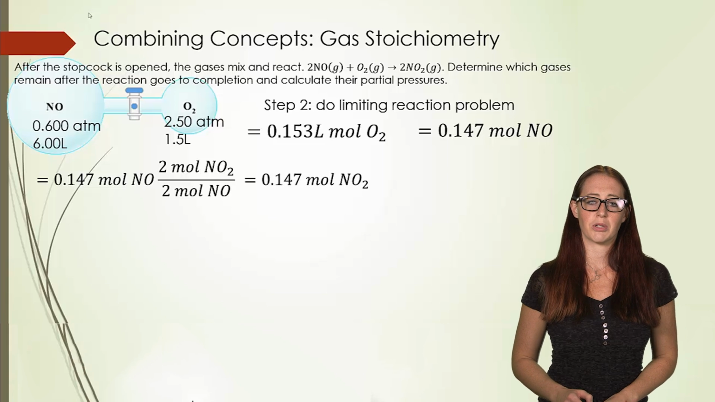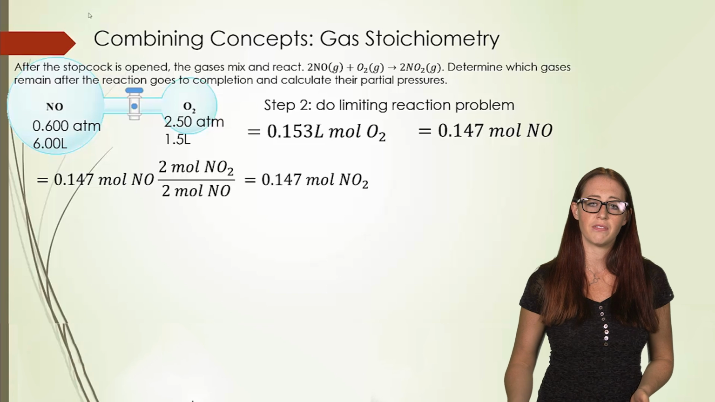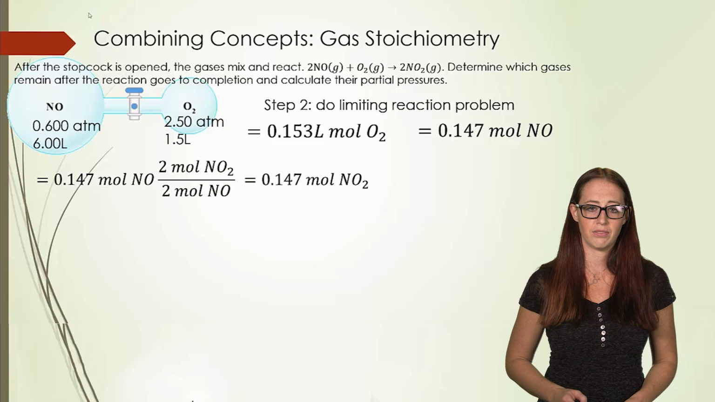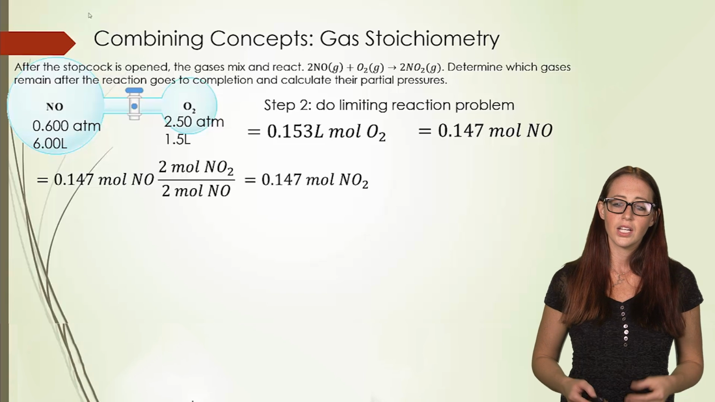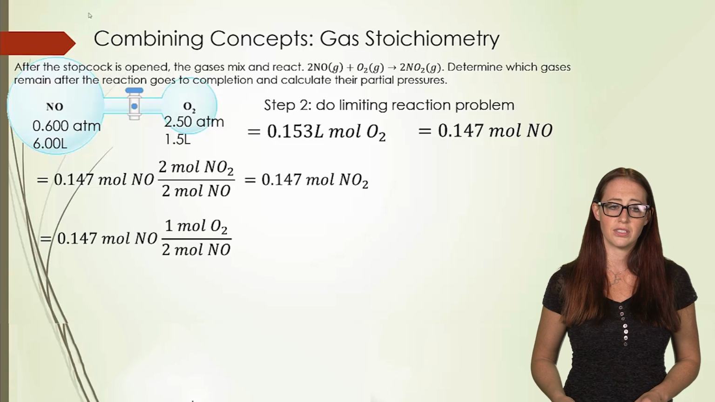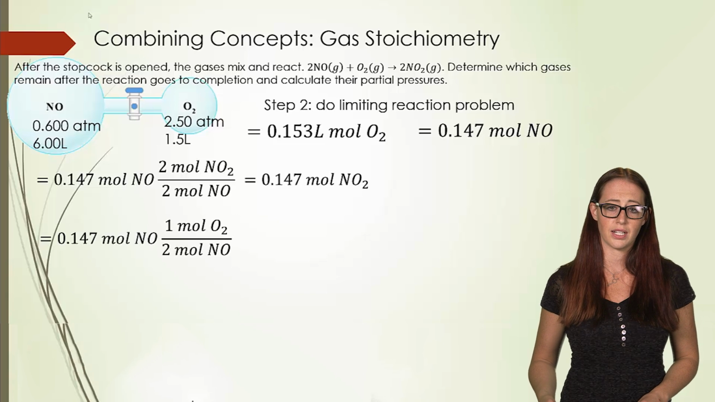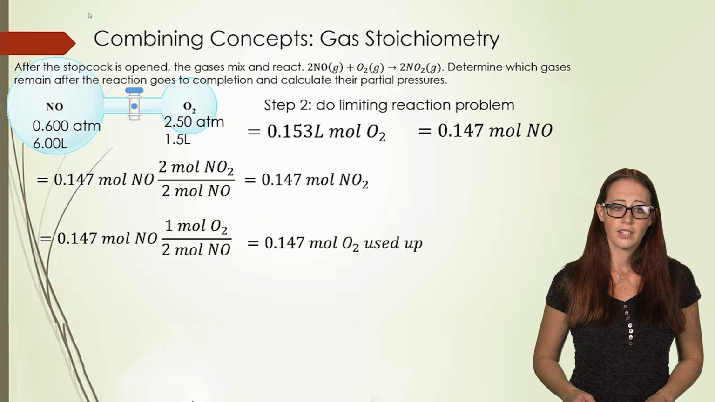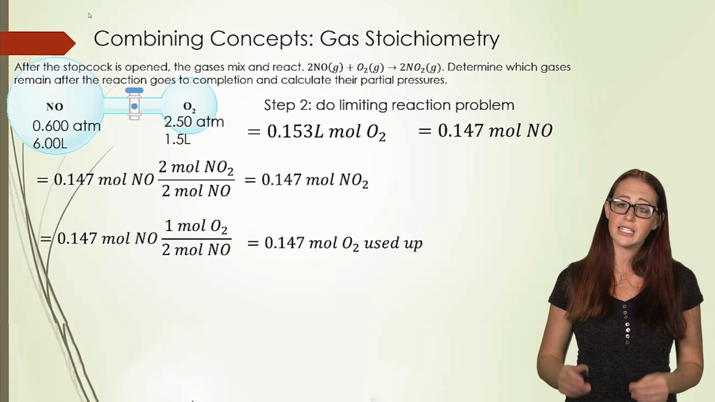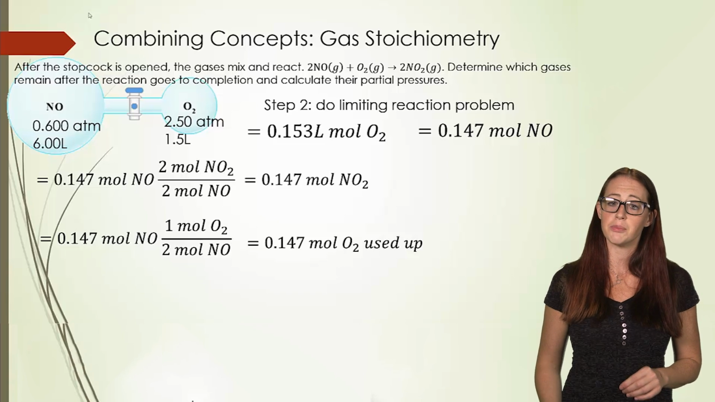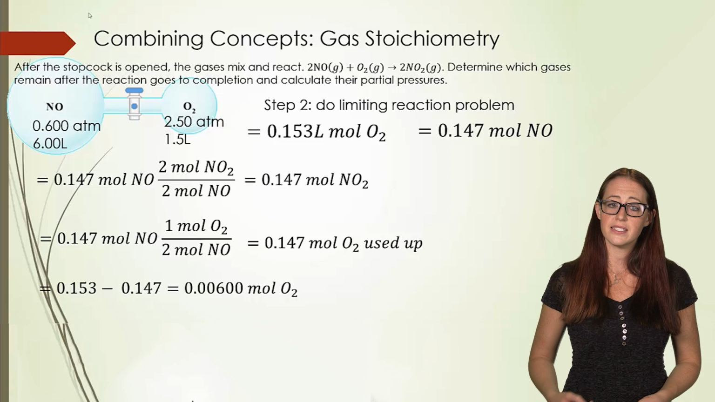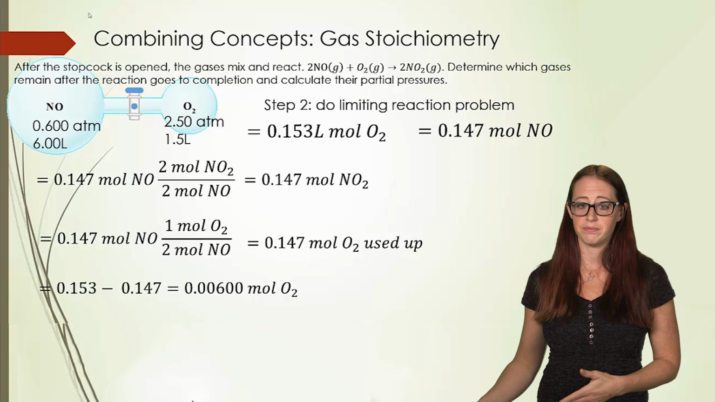Now, the oxygen is a little more complicated, because we need to use the NO value to calculate how much oxygen is used up, and then subtract that from the amount of O2 that we have. We'll use the mole ratio of NO and O2 to convert to the moles of O2 used up. From here, we can subtract that quantity from the initial amount of O2 that we had, the 0.153 moles that we found in the earlier slides. This gives us our value of O2 left over.